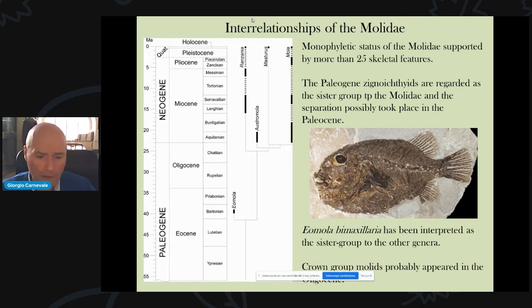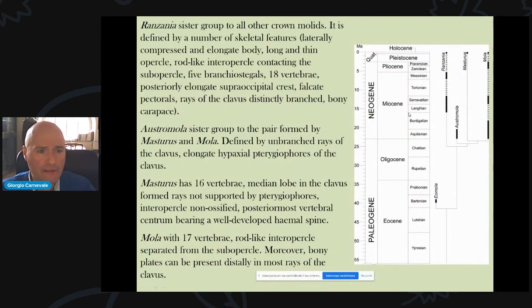The crown group of molids probably appeared in the Oligocene, even though we have no record in the Oligocene up to date, or no confirmed or published record up to date. Ranzania is considered as the sister group to all the other crown molids. It is defined by several skeletal features. All Ranzania have a bony carapace. The rays of the clavus are distinctly branched. They have falcate pectorals, 18 vertebrae. The superoccipital crest is posteriorly elongate to reach the anterior margin of the dorsal fin pterygophores. The opercle is long and thin, and the body is laterally compressed and elongate.